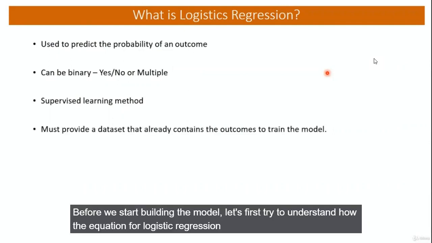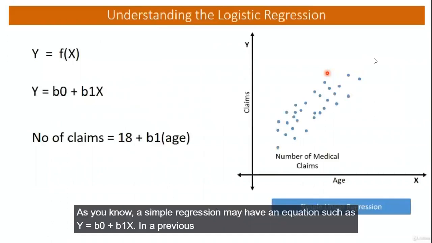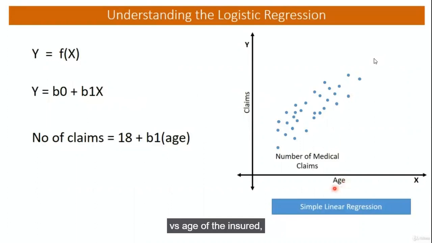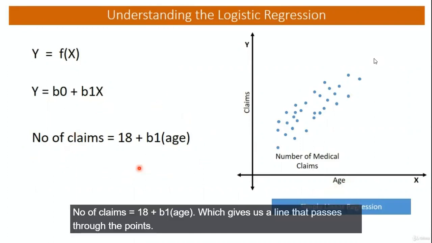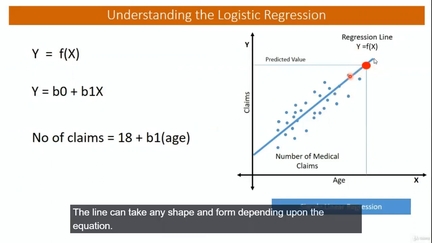Before we start building the model, let's first try to understand how the equation for logistic regression has been derived. As you know, a simple regression may have an equation such as y equal to b0 plus b1x. In our previous example of number of claims versus age of the insured, we get an equation such as number of claims equals 18 plus b1 times the age, which gives us a line that passes through the points. And if we get a new data point with age value, we can predict the number of claims using this regression line. The line can take any shape and form depending upon the equation.